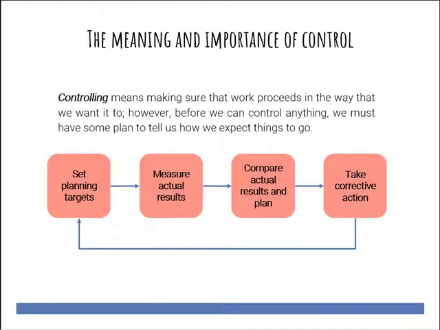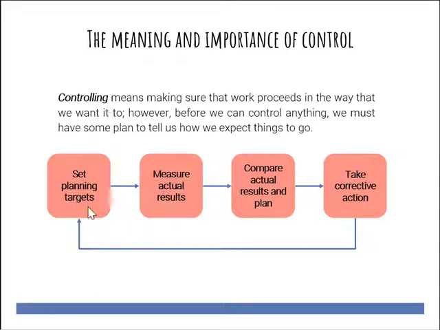Next, the meaning and importance of control. Controlling means making sure that work proceeds in the way we want it to. However, before we can control anything, we must have some plan to tell us how we expect things to go. Therefore, controlling follows on from planning, and we meet the term in all aspects of life. Wherever we are involved with controlling anything, there is always a pattern of work which is referred to by academics as the cybernetic loop. So these are the stages.